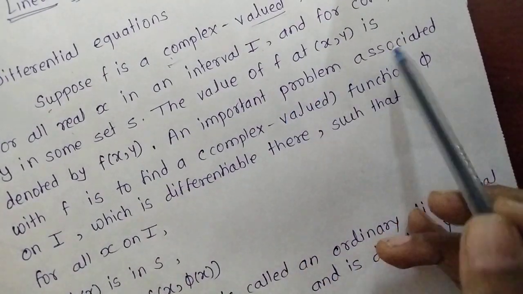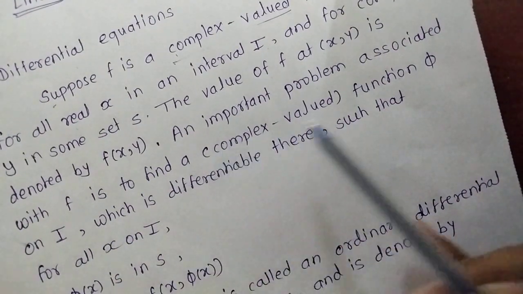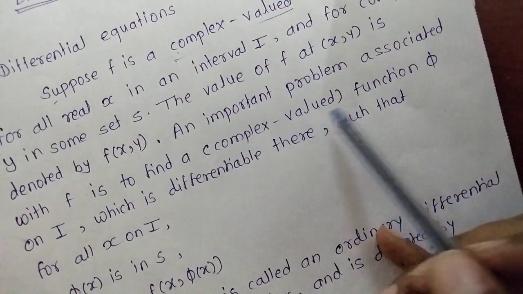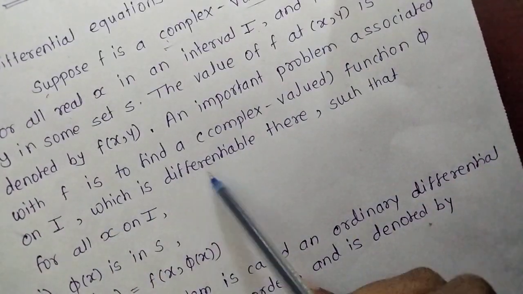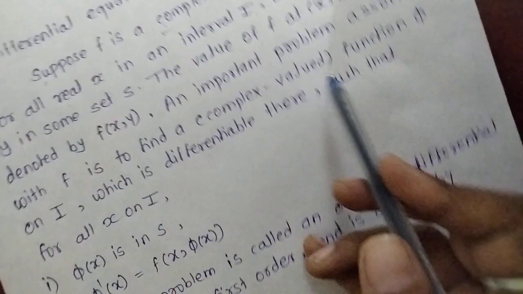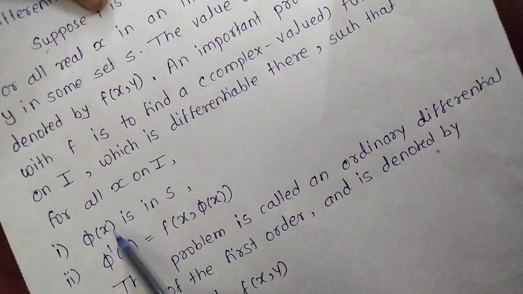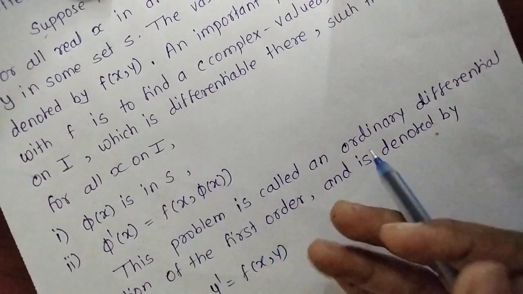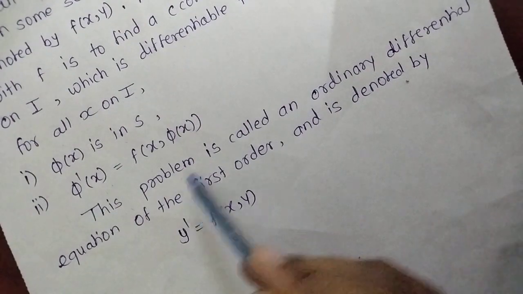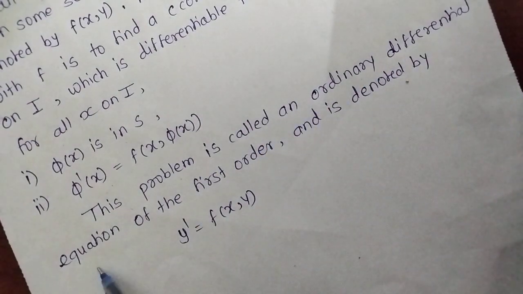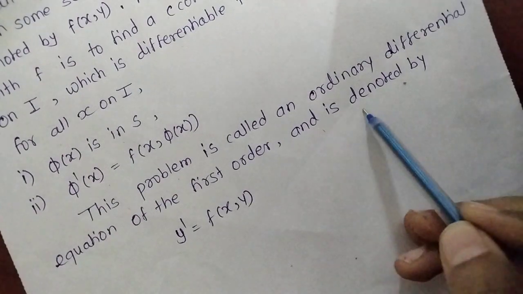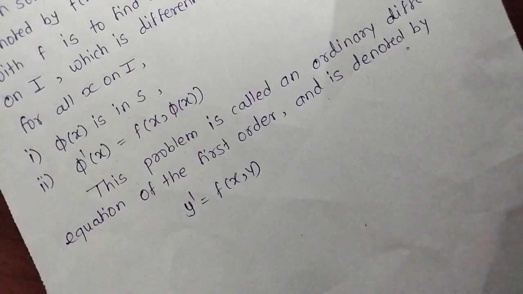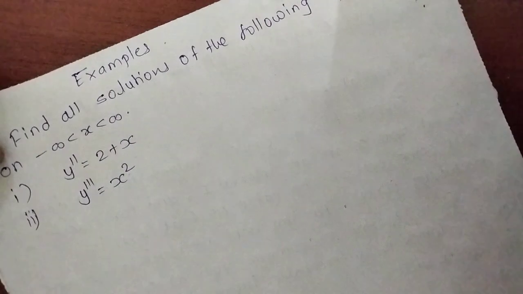An important problem associated with f is to find a function, a complex valued function phi on I, which is differentiable there such that for all x on I: first, phi of x is in S. Second, phi dash of x is equal to f of x, phi of x. This problem is called an ordinary differential equation of the first order and is denoted by y dash is equal to f of x, y. Now, next some examples of differential equations.